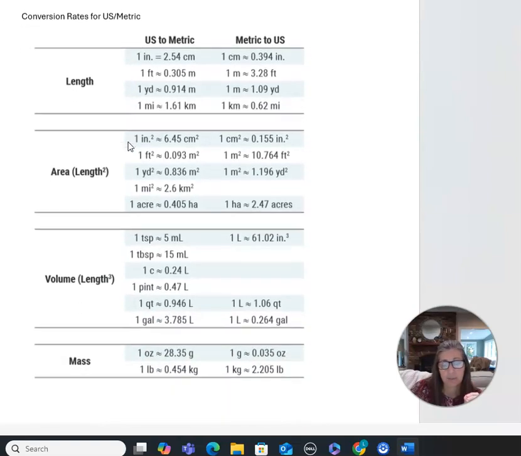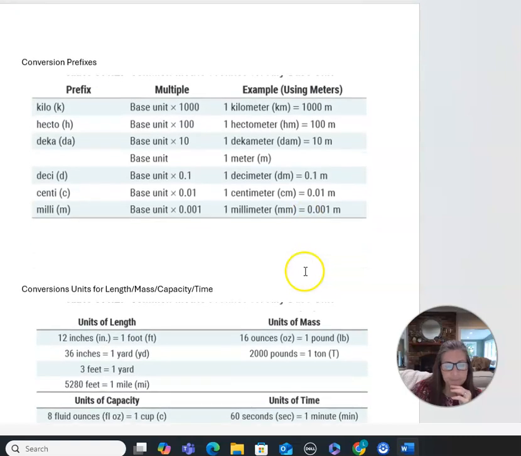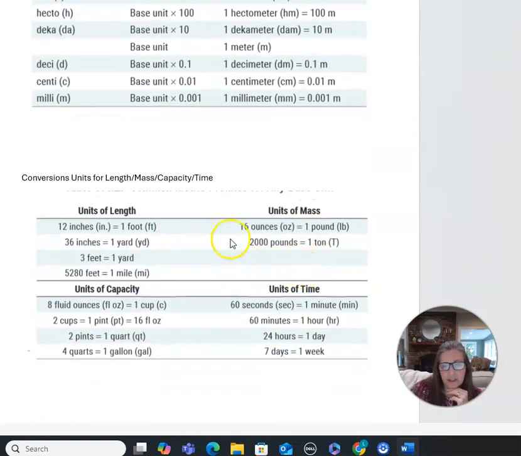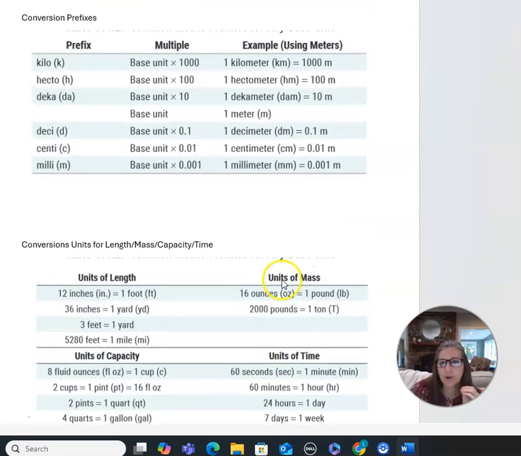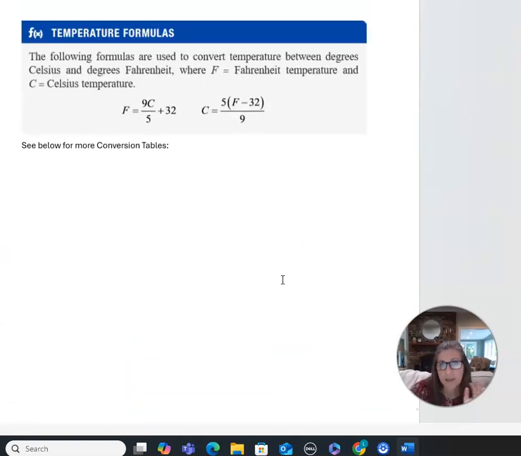This is US to metric, metric to US. This chart is what your prefixes mean. So what does kilo mean? 1 kilo is 1,000 meters. 1 decimeter is 0.1 meters. This chart is for length, mass, capacity, and time. So those are the most popular charts. They're not the only charts, but personally, I think I would print this document out before I even got started.